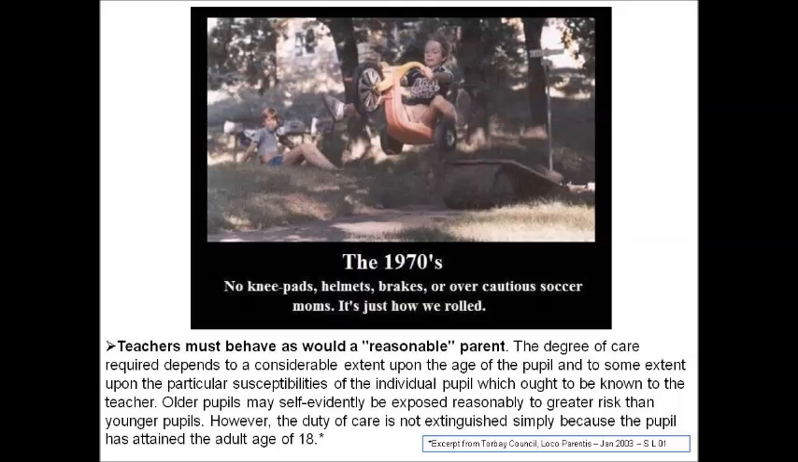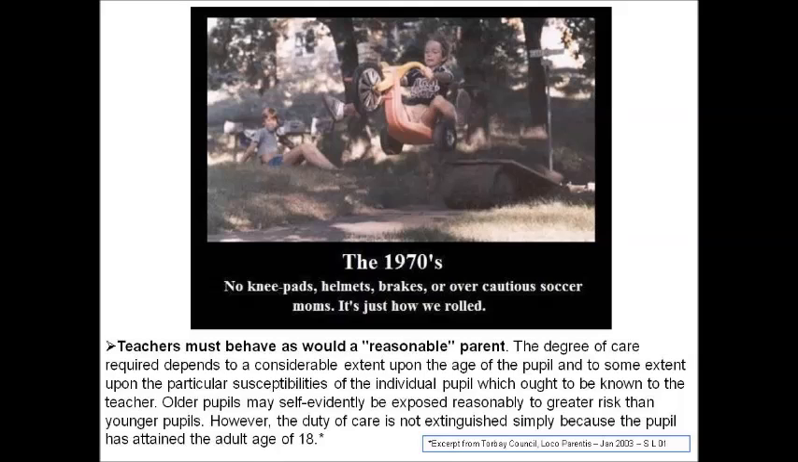Teachers must behave as would a reasonable parent. The degree of care required depends to a considerable extent upon the age of the pupil, and to some extent upon the particular susceptibilities of the individual pupil, which ought to be known to the teacher. Older pupils may self-evidently be exposed reasonably to greater risks than younger pupils, right? They're the littler kids, you know this, right? They're not aware of dangers in the way that maybe older kids are.